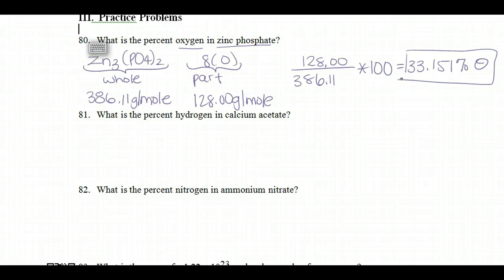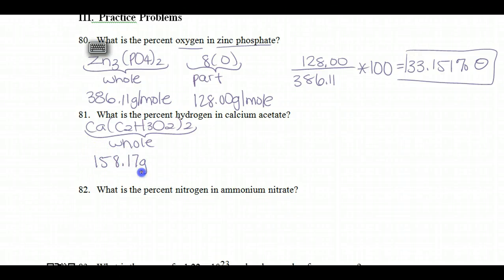Okay. Then for number 81, it says, what is the percent hydrogen in calcium acetate? So calcium acetate is our whole. Okay. So we have to calculate the molar mass of that. When we plug that in, we'll get the molar mass to be 158.17 grams per mole. Okay.